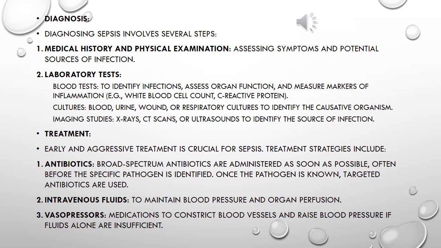Treatment. Early and aggressive treatment is crucial for sepsis. Treatment strategies include antibiotics. Broad-spectrum antibiotics are administered as soon as possible, often before the specific pathogen is identified. Once the pathogen is known, targeted antibiotics are used. Intravenous fluids, to maintain blood pressure and organ perfusion. Vasopressors, medications to constrict blood vessels and raise blood pressure if fluids alone are insufficient.